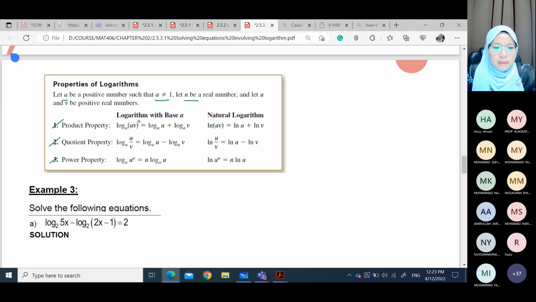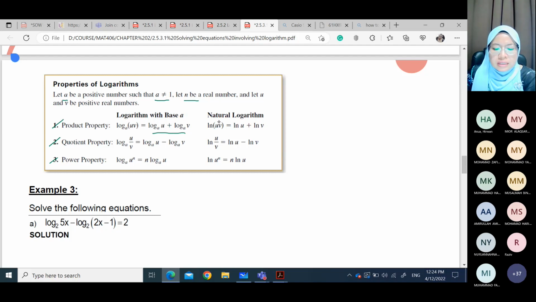So kita tengok untuk product property. So this one logarithm with base A. So we have log A, U times V. So inside here we have U times V, so kita boleh pecahkan dia. Dan dia akan jadi log A U plus log A V. Okay, so bila darab, operasi dia akan jadi tambah.